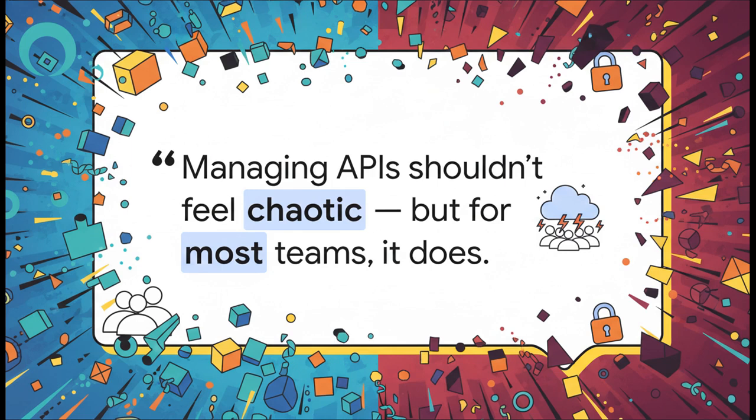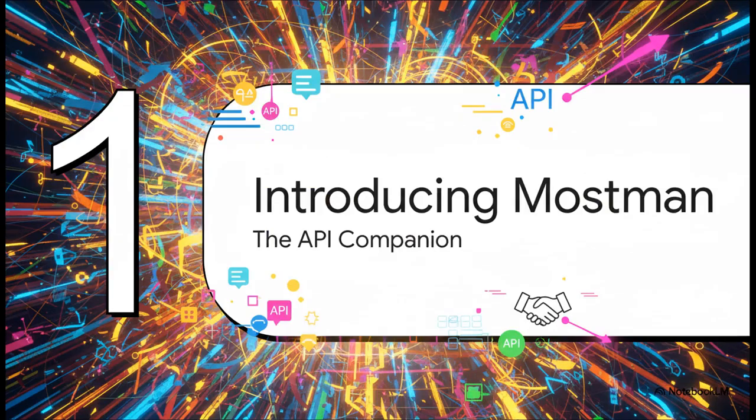Managing APIs shouldn't feel chaotic, but for most teams, it does. It's this universal pain point, right? A mess of fragmented tools and, let's be honest, some pretty insecure habits, like sharing secrets in places they really shouldn't be. Well, that chaos, that's exactly what Mostman was built to solve. So, let's take a look.